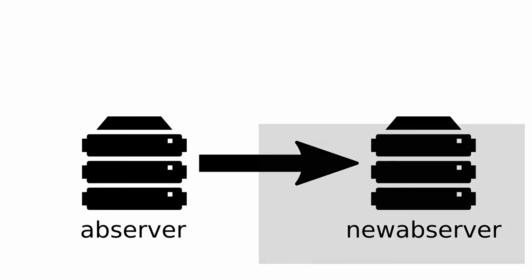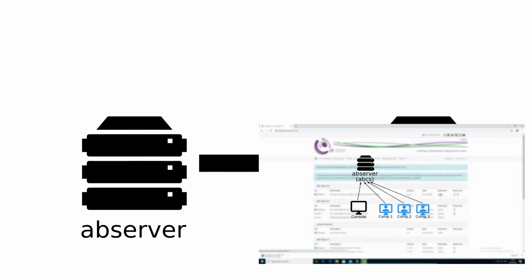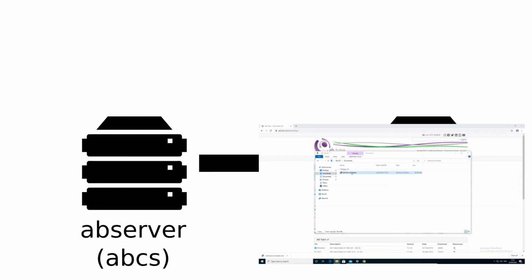As I mentioned in the installation video, we strongly recommend that during the initial setup you set your DNS server to point ABCS at the computer running your central server. If you've done this, moving the server is quite straightforward.